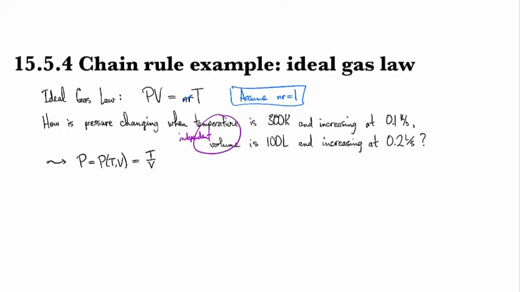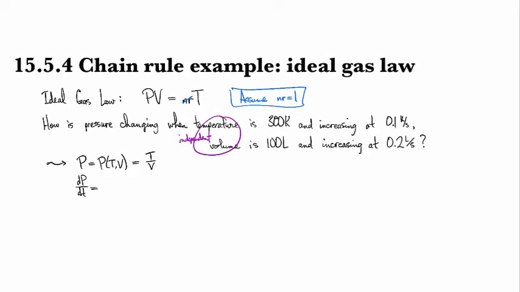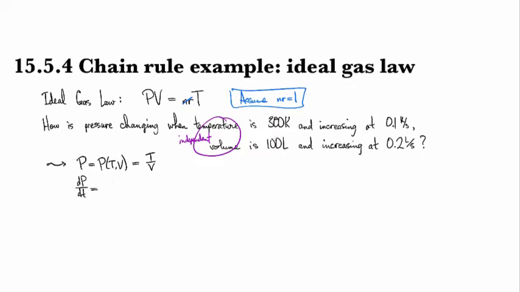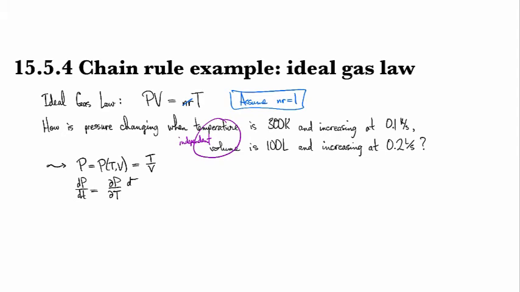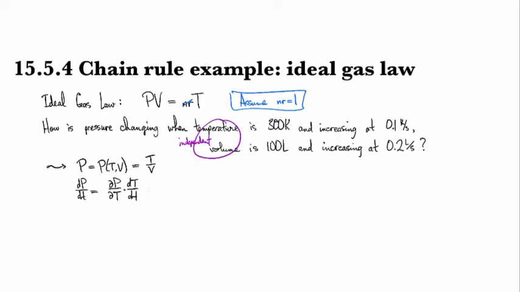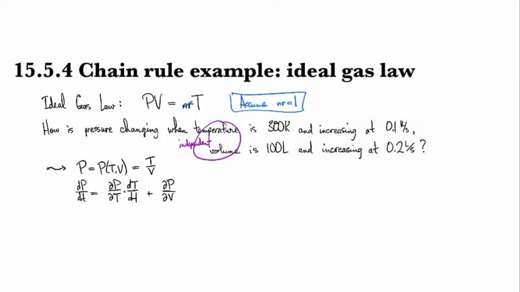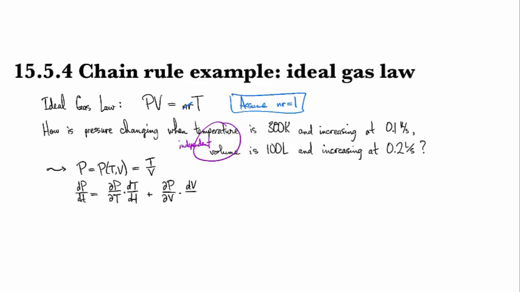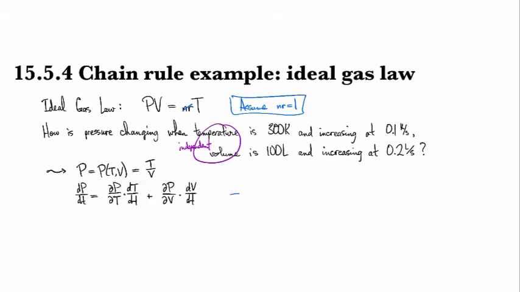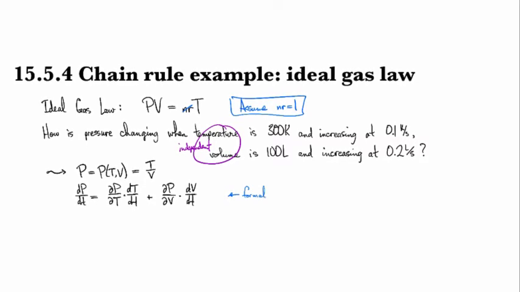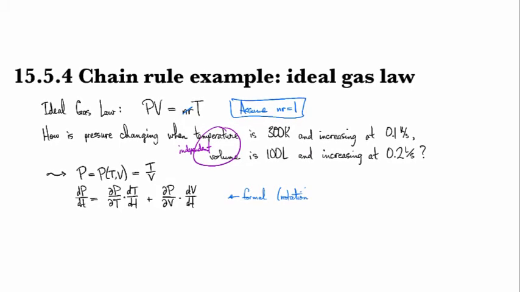Okay, so then for the chain rule, if we want to figure out how fast pressure is changing with respect to time, then this is going to be the rate of change of P with respect to temperature times the speed at which temperature is changing, plus the rate at which pressure changes with respect to volume times the rate at which volume is changing. Okay, so this much so far is just formal. I haven't actually done anything here. This is just the notation for the formula of the chain rule.